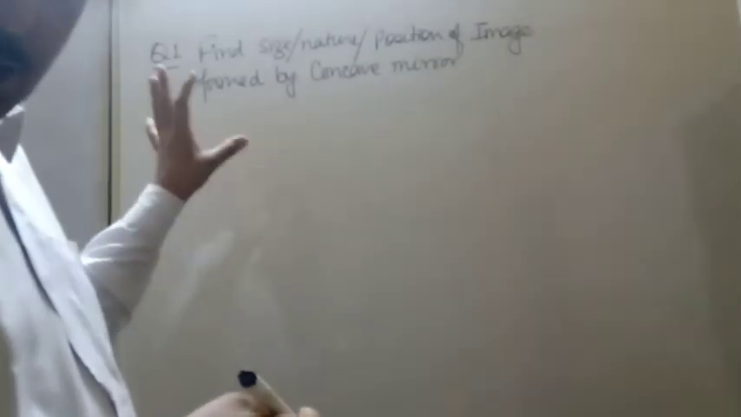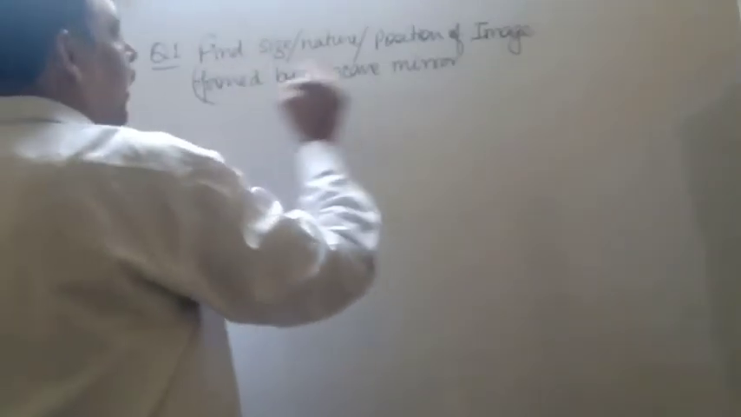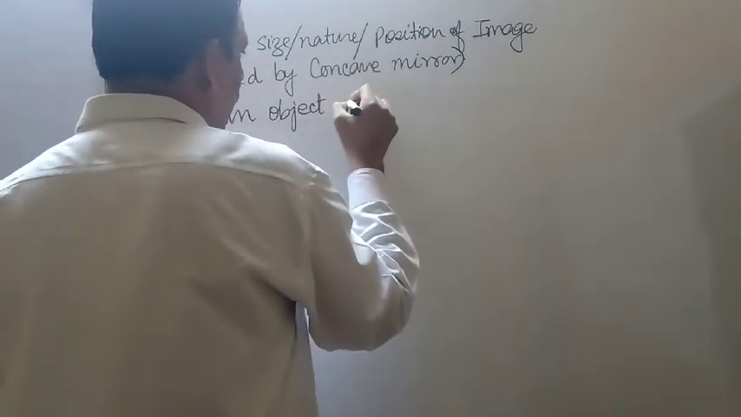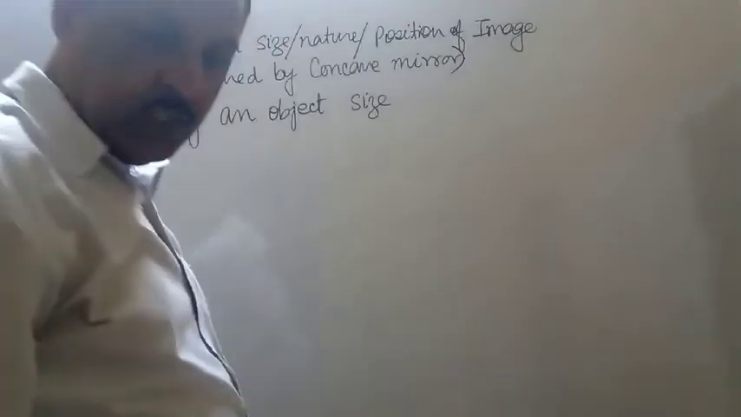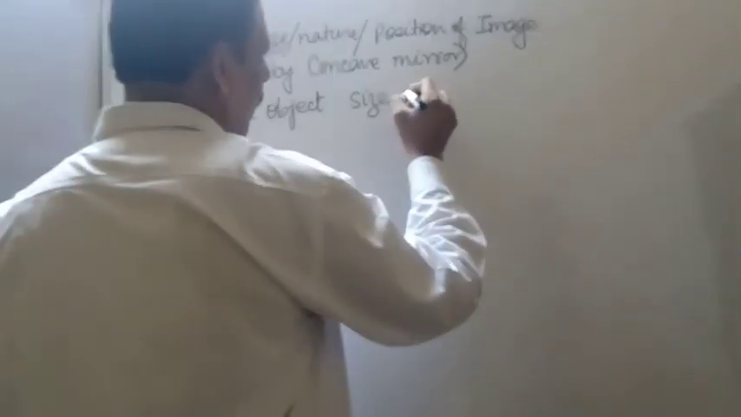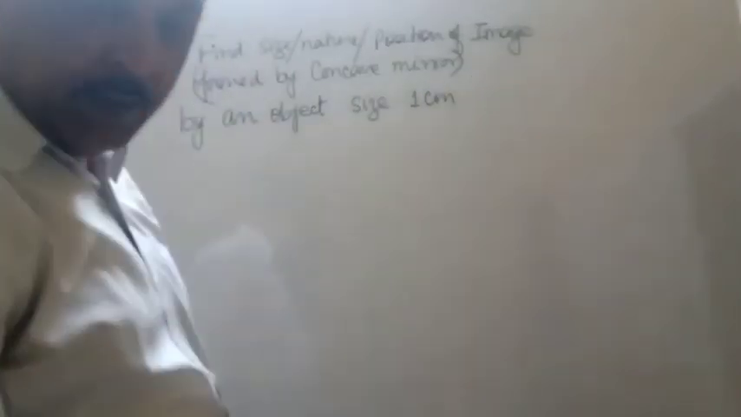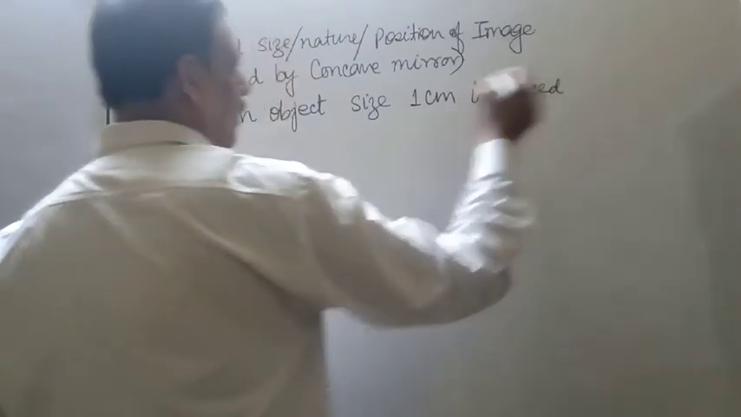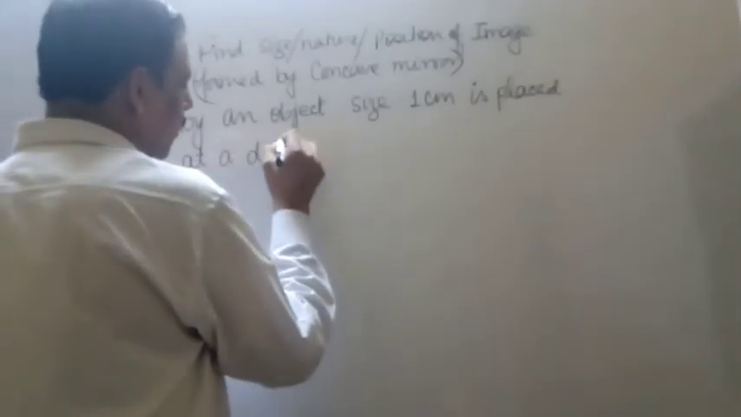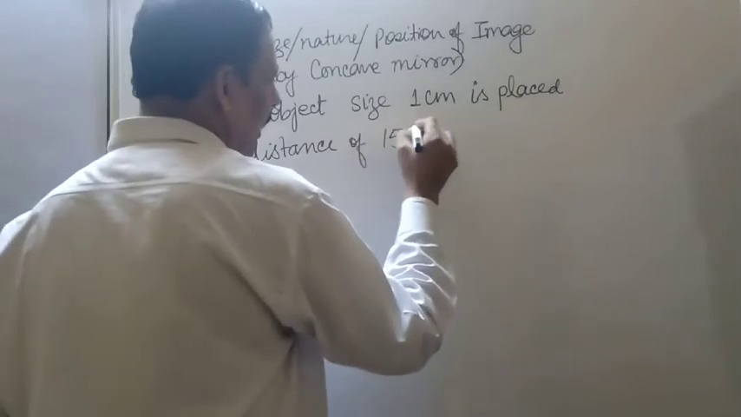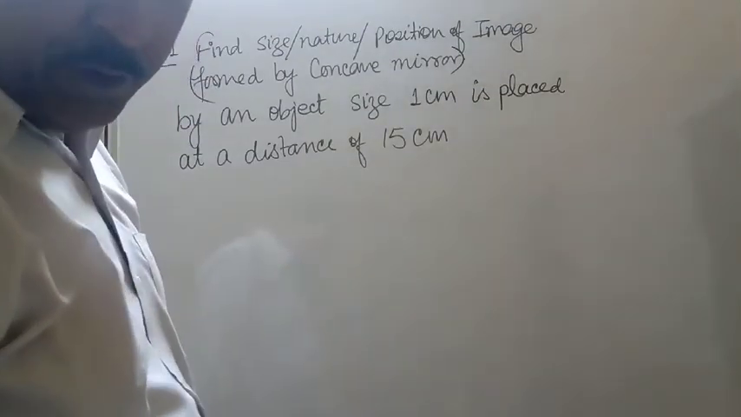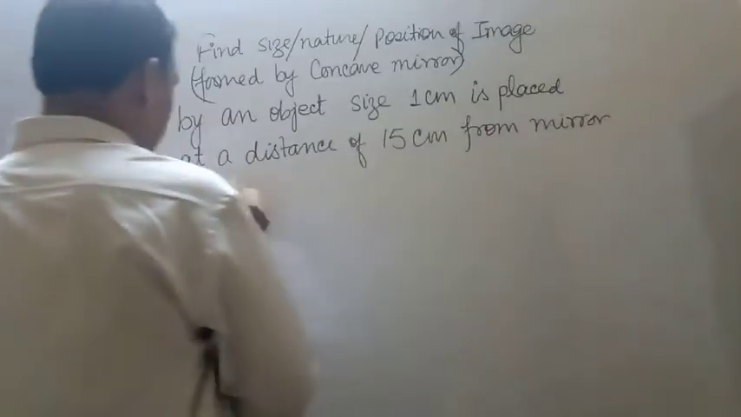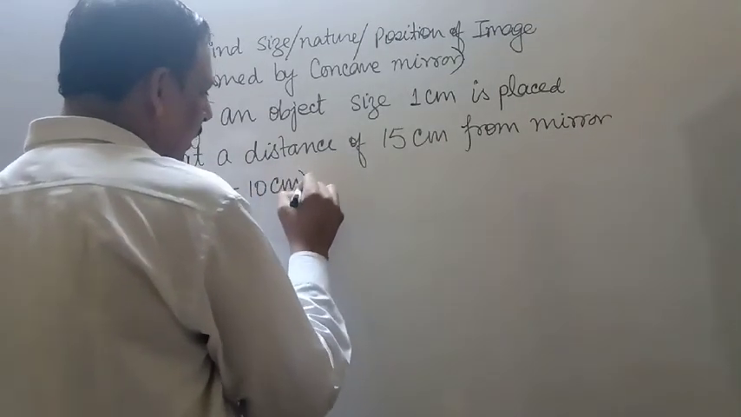Find the size of the image formed by a concave mirror for an object whose size is 1 centimeter, placed at a distance of 15 centimeter from the mirror, and the focal length of the mirror is given as 10 centimeter.